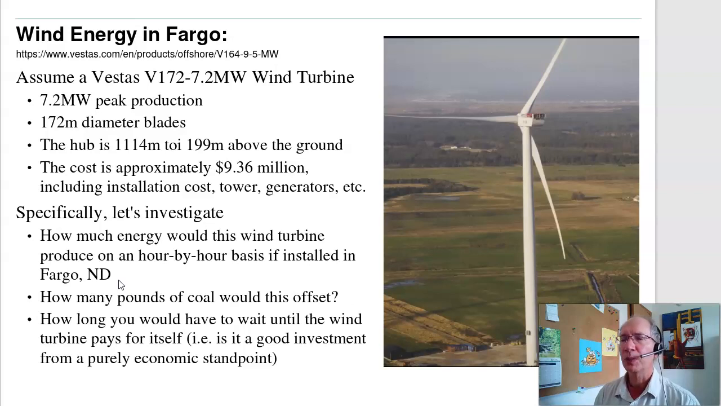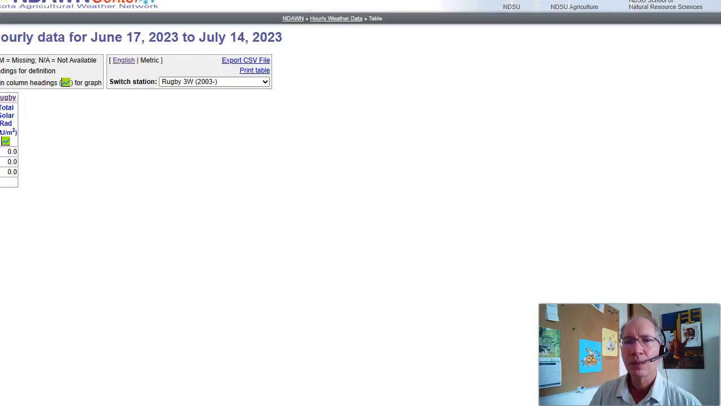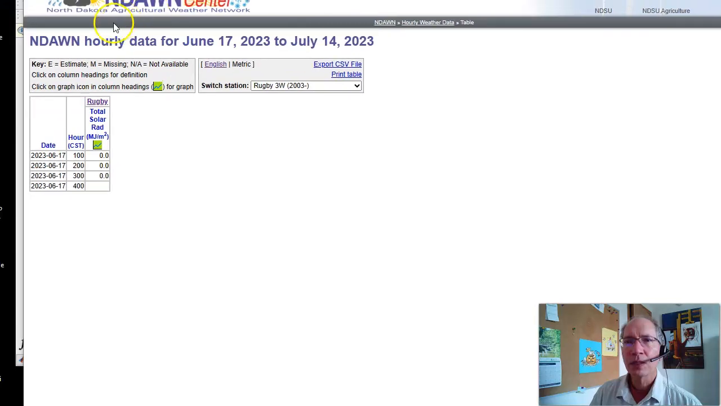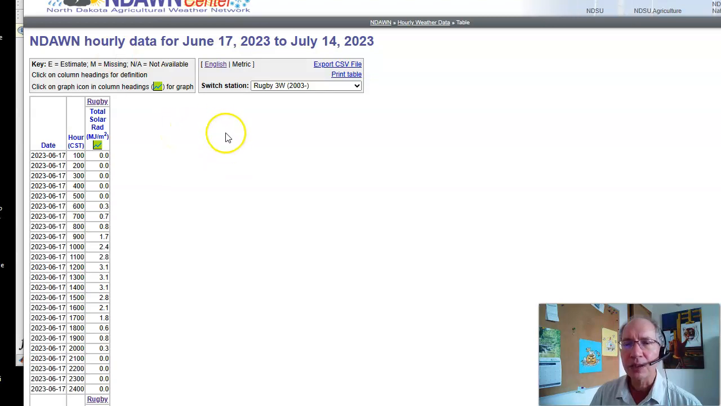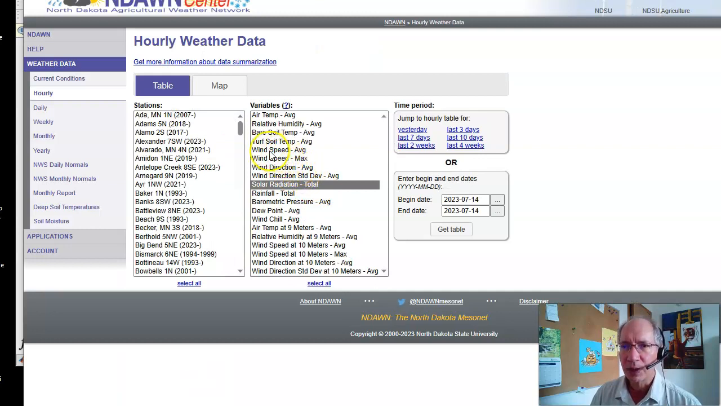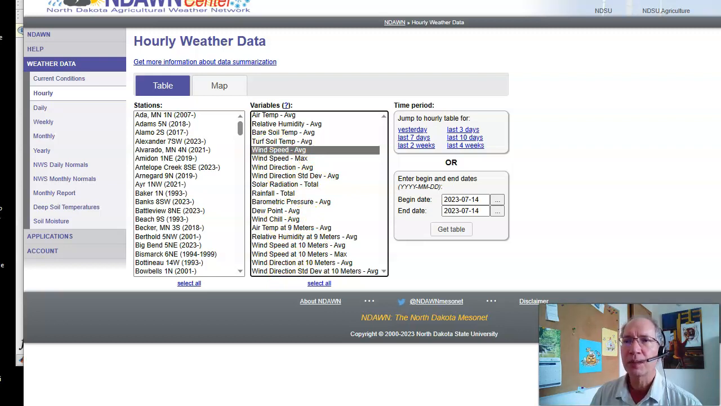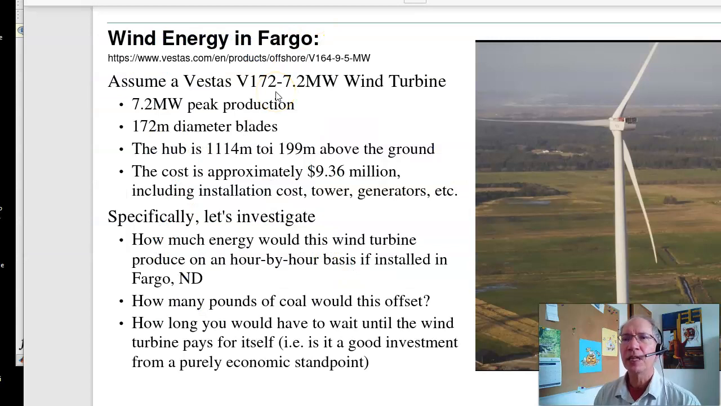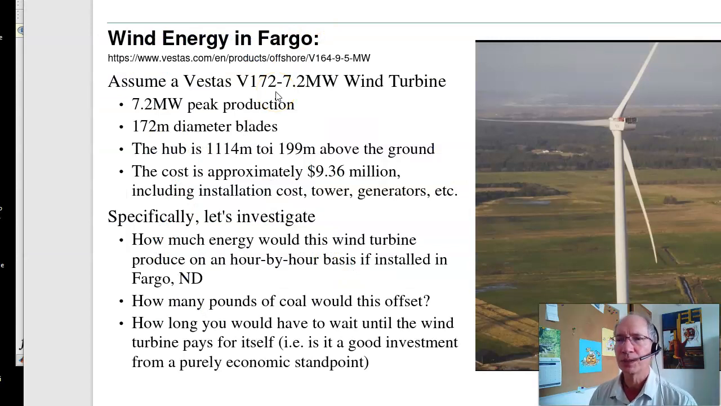You can produce wind energy. So if you go to Enon, so again, going back to Rugby, North Dakota, there's all sorts of data here in Enon. One of them is wind speed. So if I look at the average wind speed, there's other ones as well. Average wind speed is what we care about. With that, I can look at how much energy a wind turbine would produce.